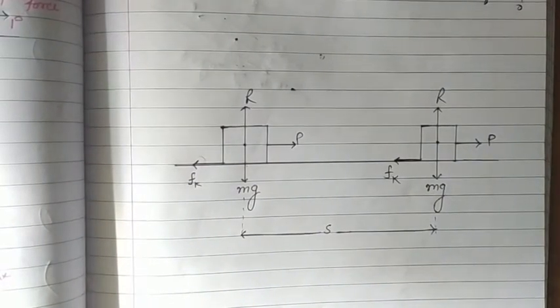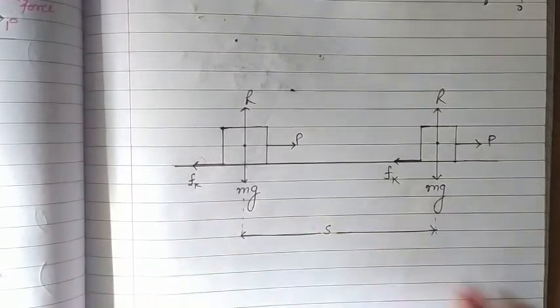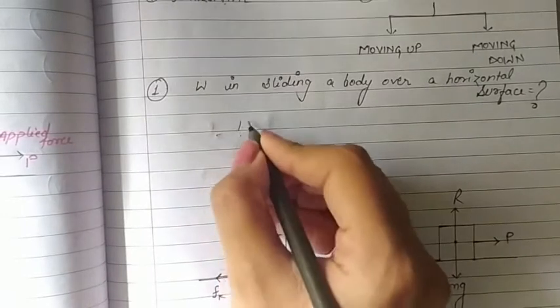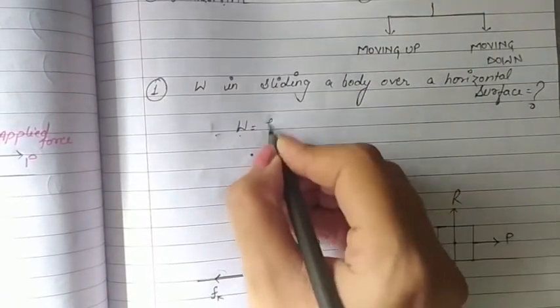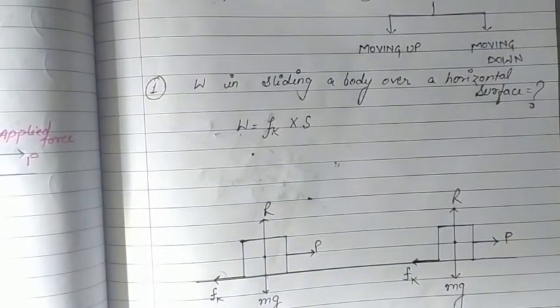Now we know the formula that work done is equal to force into displacement. So the force here against which this work is happening is Fk, that is the friction force. So we can write this work done W as Fk into s, because Fk is the force and s is the distance or the displacement covered by the object.